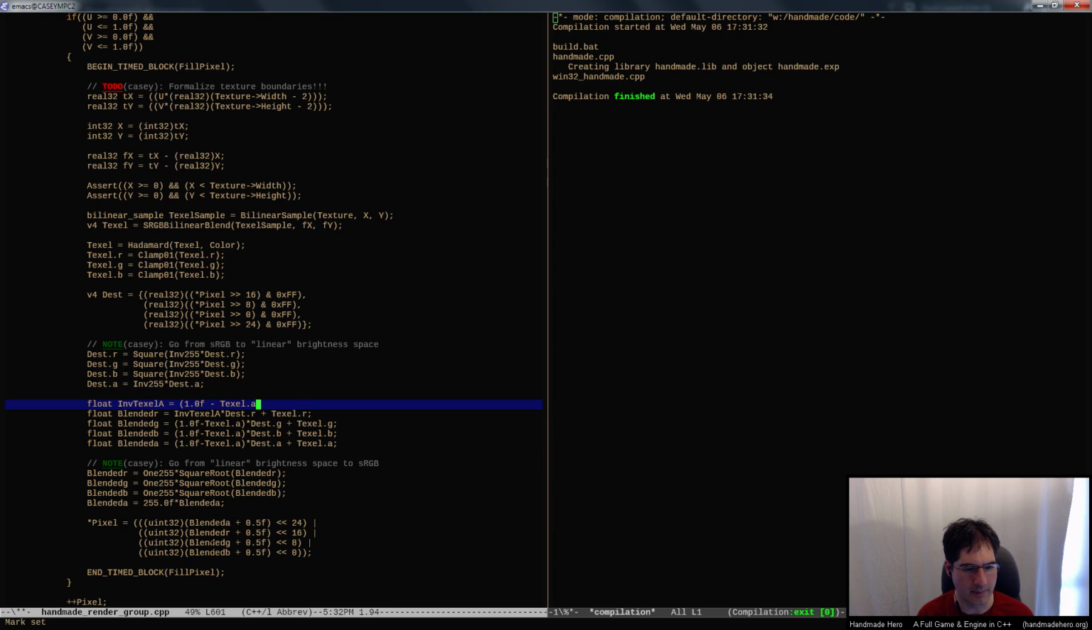It's 1 minus the Texel A. We've basically got an inverse Texel A here that we're doing to each of these. And if we were to smush these together, there's really no way to get any benefit out of these. I'm not seeing any way to collapse any terms here. It's all just pretty much multiplies that have to happen, right?